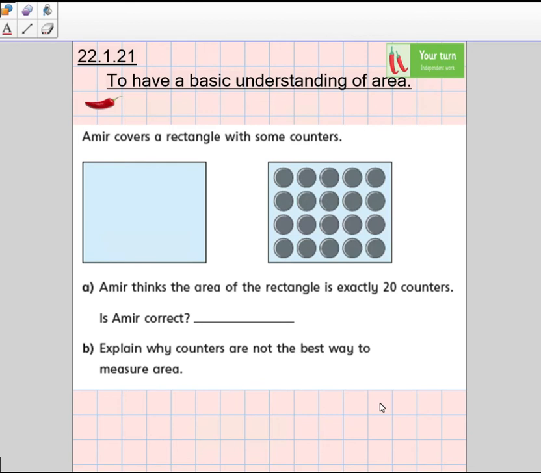Chili 1 question. Amir covers a rectangle with some counters. Amir thinks the area of the rectangle is exactly 20 counters. Is Amir correct? Then, can you explain why counters are not the best way to measure area? Pause the video and have a go now.